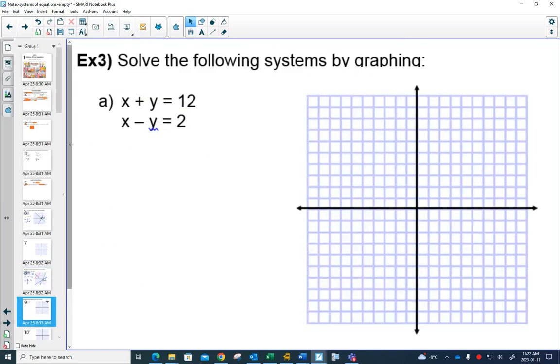All right. I want you to try this one on your own. Take 3 to 5 seconds to see if you can guess what works, and then graph them both.